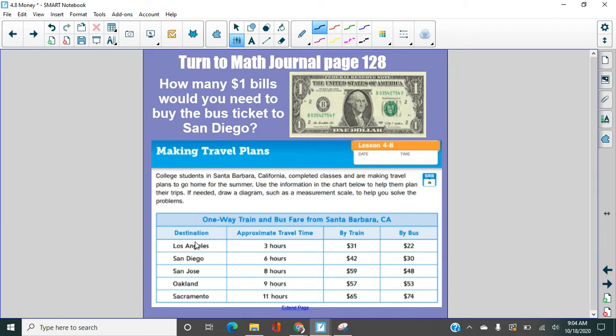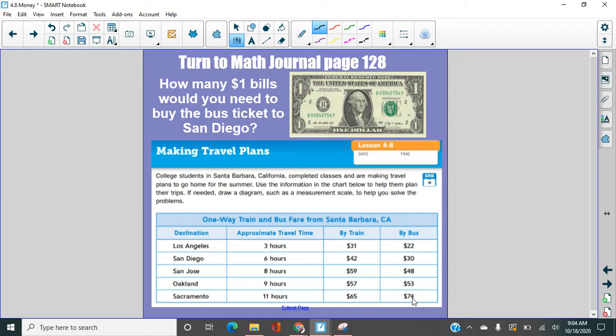So we can see here's all the destinations, right, where they're going. Here's how long it will take them to go there. This is how much it would cost if they bought a ticket by train, right? So if they bought a train ticket, this is the cost. And this is how much it would cost if they bought a ticket by bus.